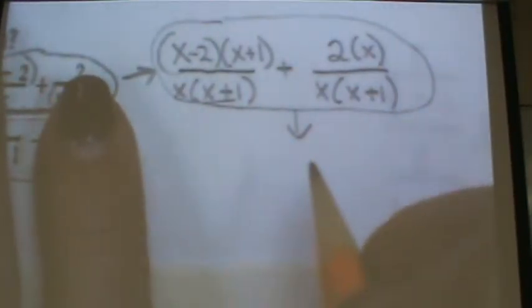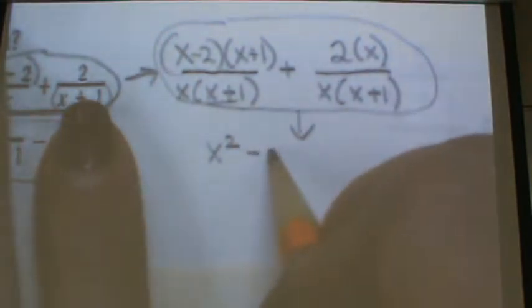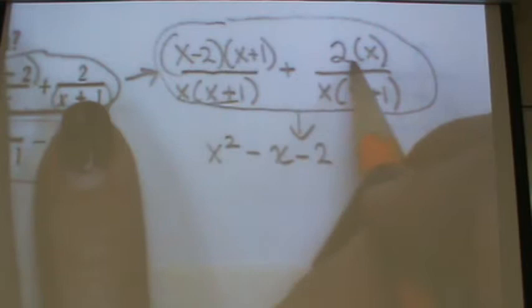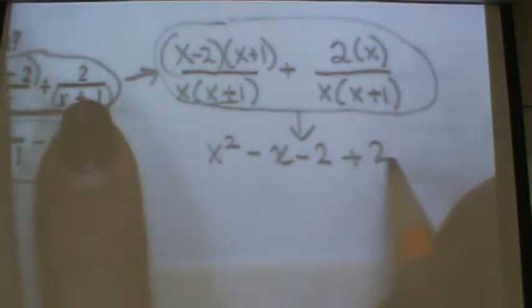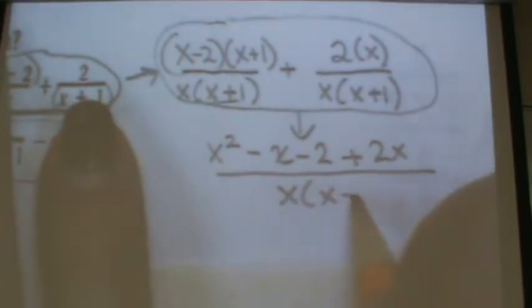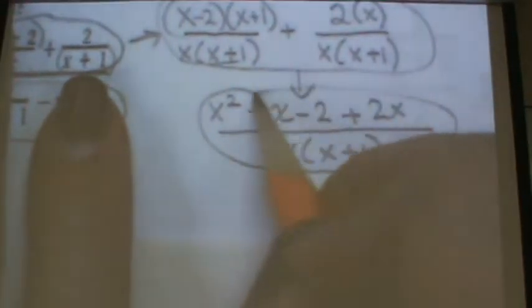Remember when we learned on this? Should I say it again? One more time, I missed it. FOIL this. x times x is x squared. x squared minus x. 1x and negative 2x is negative 1x, right? Minus 2. And can you just do these 2 right now, plus 2x? And put it all over. You put like terms, yeah, let's do it.